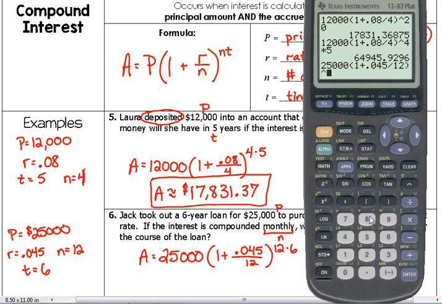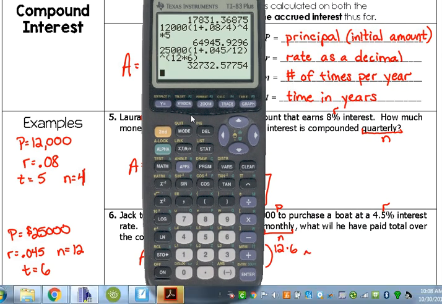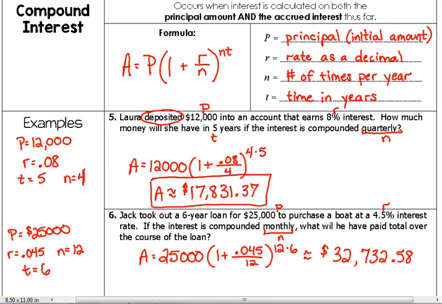Either go ahead and multiply 12 times 6 and get 72, or make sure you put that in parentheses. So over the course of the loan, he has paid out approximately $32,732.58. So that's a chunk of interest.